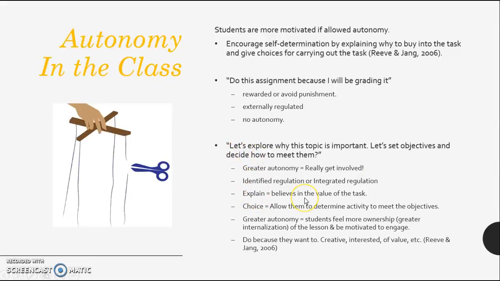So you're going to want to explain the value of a task as well as give them some choice. So greater autonomy means that the student feels more ownership. They have this greater internalization of the lesson and they're more motivated to engage in it. They're going to do the activity when you give them more choice and when they understand the value of the activity because they want to, because maybe the activity allows them to be creative because they're interested in it. They get the value.